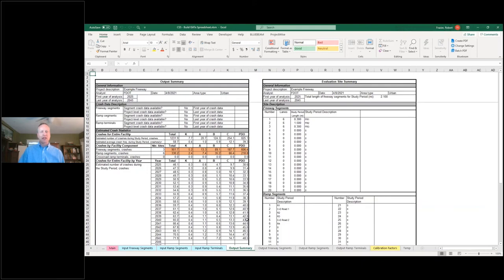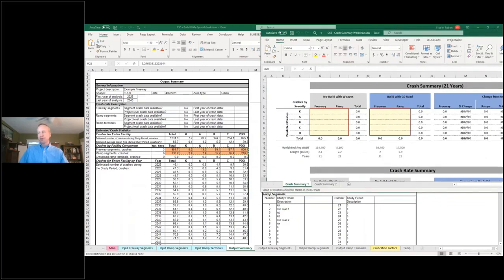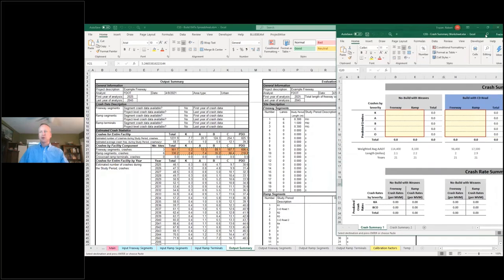So on the tab here, we've got the number of crashes that the build is predicted to have, and you can see that they are different. And so we'll go ahead and put those into the crash summary worksheet. If you have questions about the build, and if for some reason I'm not able to make it work, Adam, you can share your screen and we'll walk through it.